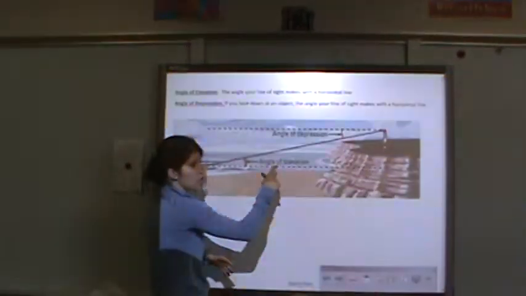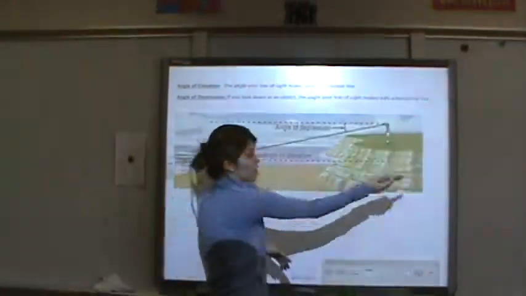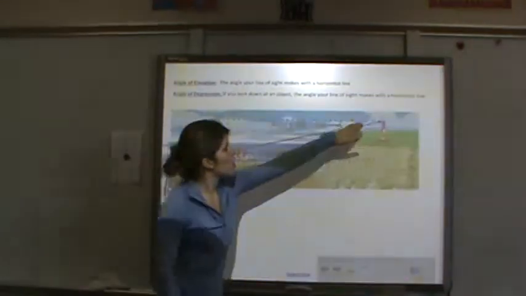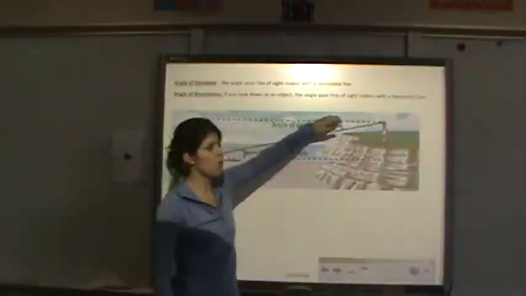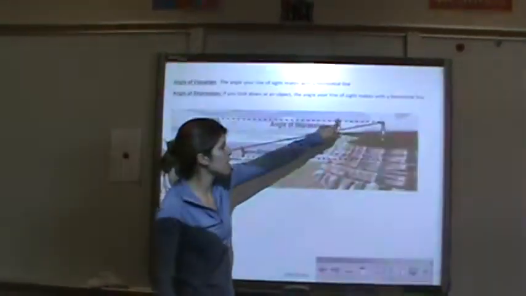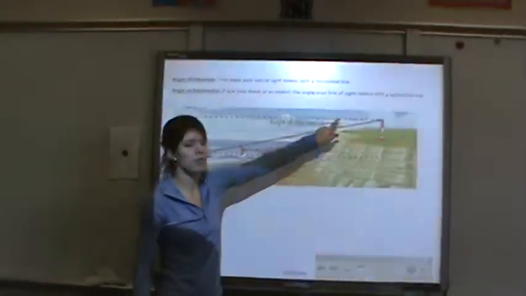Okay? The angle of depression then is if this young lady up here is looking down. Her line of sight is also this horizontal line here. And when she looks down, this is the angle of depression.